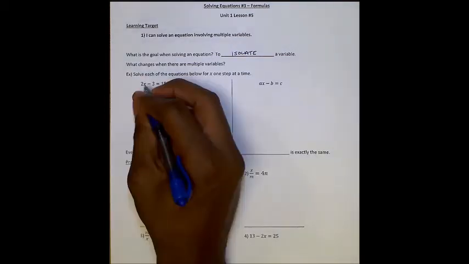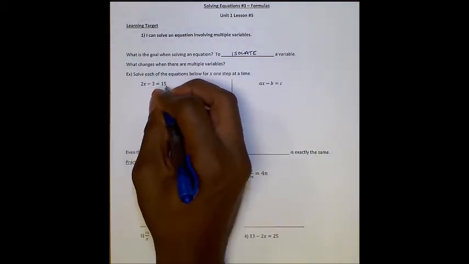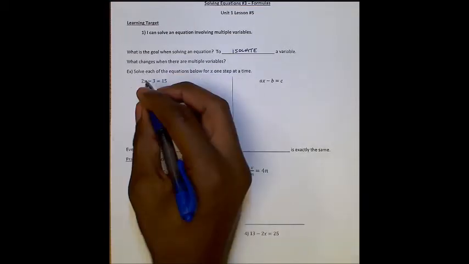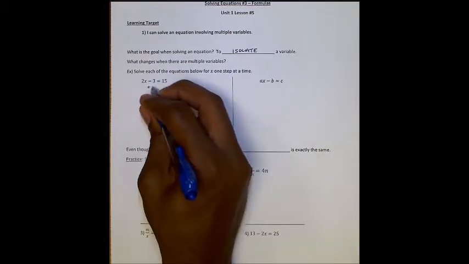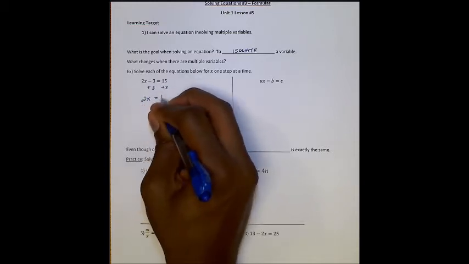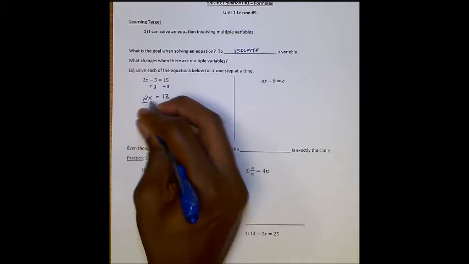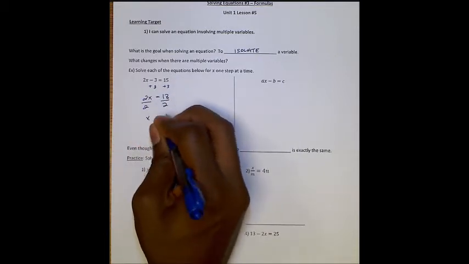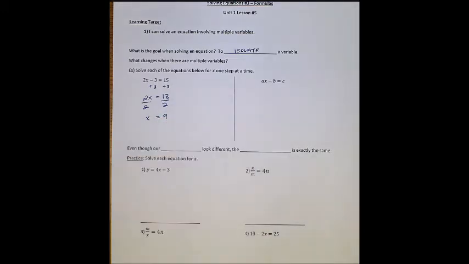So we have 2x minus 3 equals 15. We're going to try to get x by itself, or isolate x. Our first step should be to add 3 to both sides. So 2x equals 18. Divide by 2, and x will equal 9. Okay, pretty simple there.